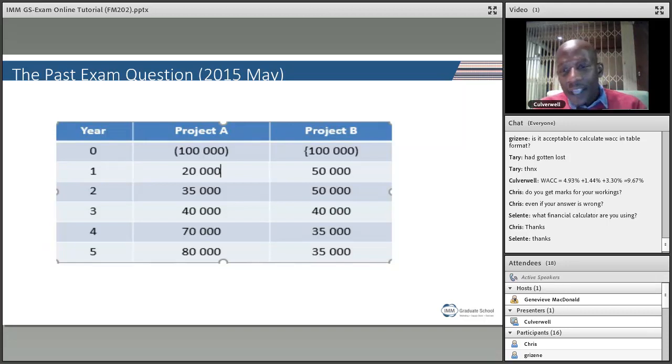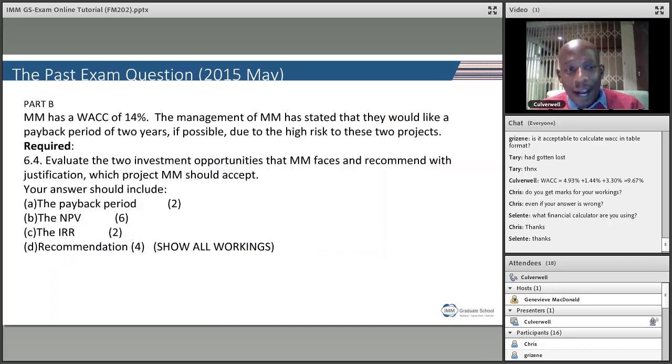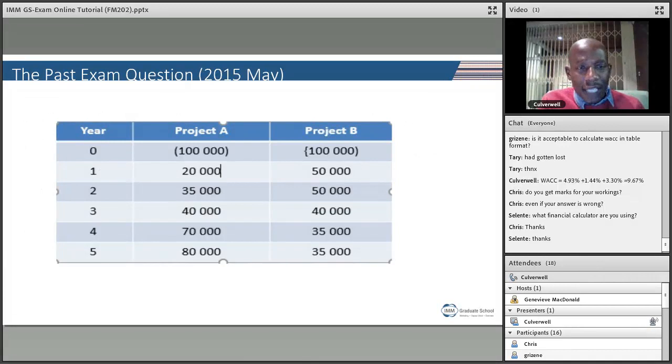So if I can just interpret what the figures for project A mean. It means you need to spend 100,000 to invest in project A now, which is year 0. After year 1, you're expecting to receive 20,000. After year 2, 35,000. After year 3, 40,000. After year 4, 70,000. After year 5, 80,000. So those are the figures you're expecting to receive from project A. For project B, I just wanted to tell you that the weighted average cost of capital for this company is 14%.